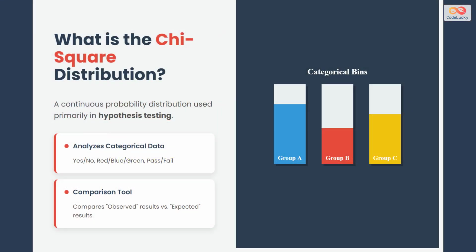So, what exactly is the chi-square distribution? Unlike the normal distribution, which deals with continuous measurements like height or weight, the chi-square distribution is primarily used to analyze categorical data. Think of categories like red versus blue, yes versus no, or pass versus fail. It acts as a comparison tool, helping us measure the distance between the data we actually observed and the data we expected to see if our theories were correct.